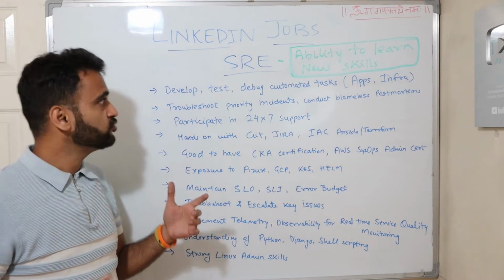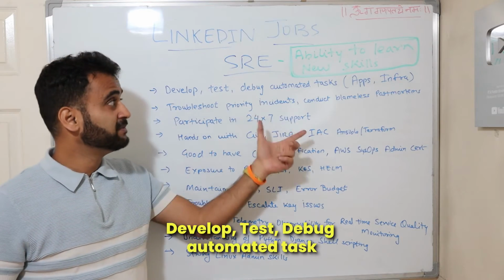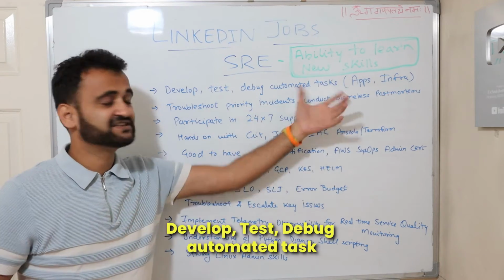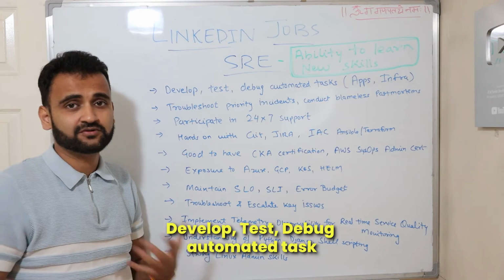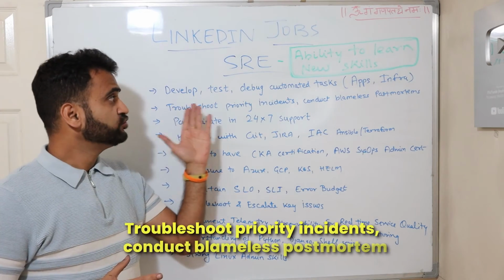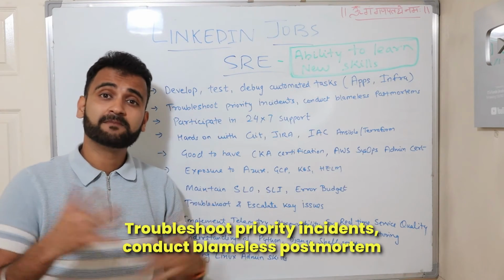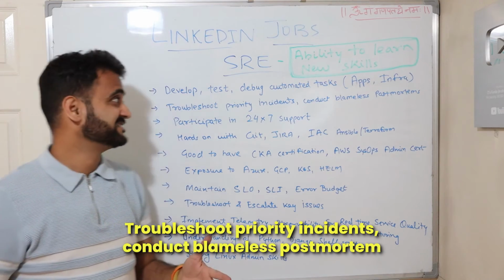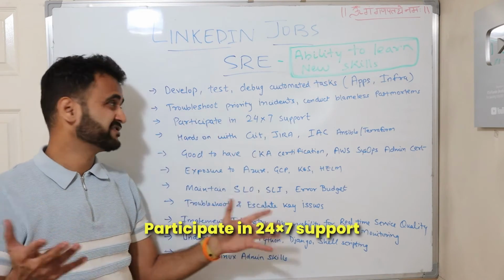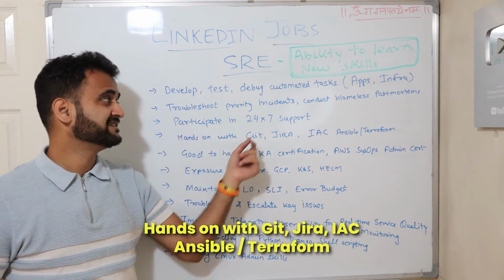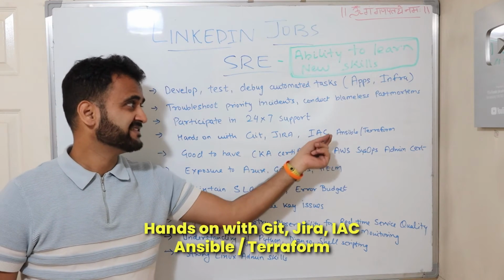So the first and the foremost is develop, test, deploy, debug automated tasks on applications and infrastructure. We have already understood why it's important. Troubleshoot priority incidents and conduct blameless postmortems. We have already discussed this. Participate in 24/7 support, hands-on with Git, Jira, infrastructure as code such as Ansible and Terraform.